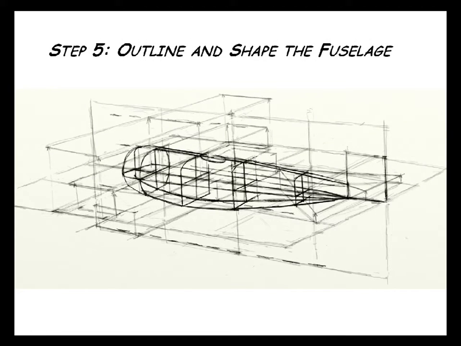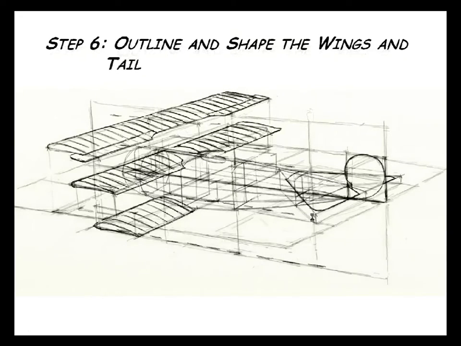Next, I'm going to outline and shape the fuselage. So I've drawn the side view outline here. I've drawn the top view outline as well. That's right there. I then can use those to generate these bulkheads, and I shape the bulkheads. That's what gives my fuselage a three-dimensional shape, and then I just draw the silhouette of that, and that shows me what my fuselage looks like from this point of view.